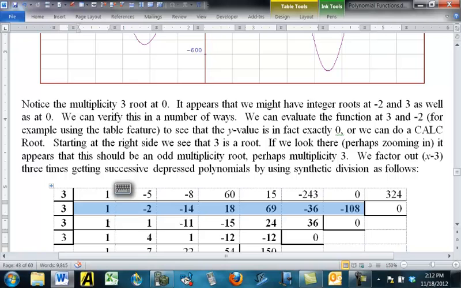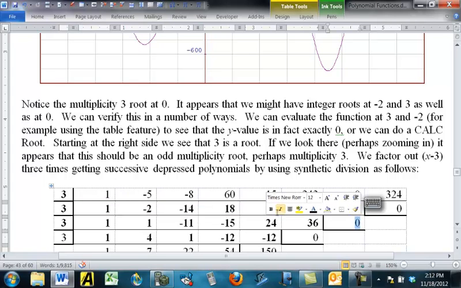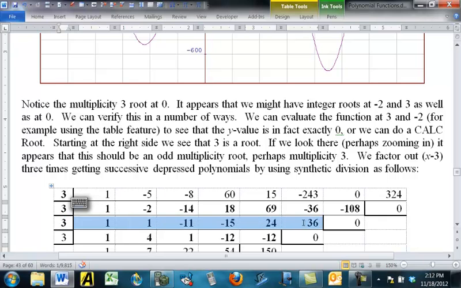Bring down the 1. 3 times 1 is 3 plus negative 2 is 1. 3 times 1 is 3 plus negative 14 is negative 11. 3 times negative 11 is negative 33 plus 18 is negative 15, and so forth, and we see that we get a zero remainder. Do it another time. It should work again. Use this depressed polynomial, divide it out, and we get this polynomial. We do get a zero remainder.